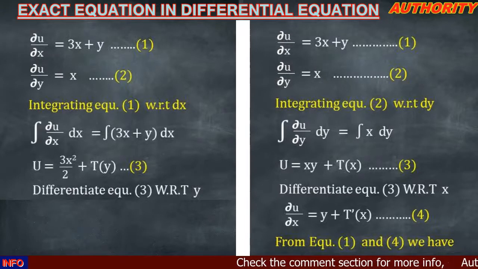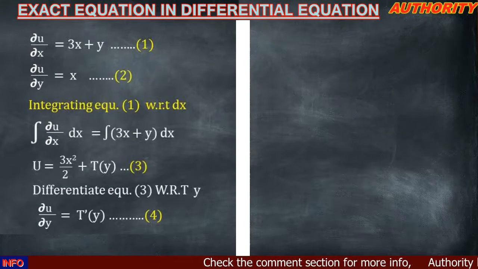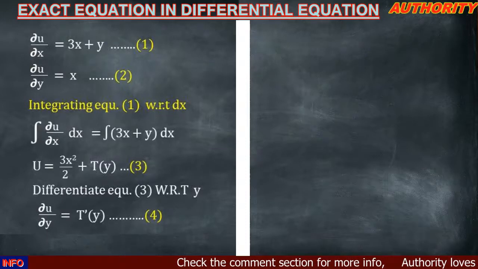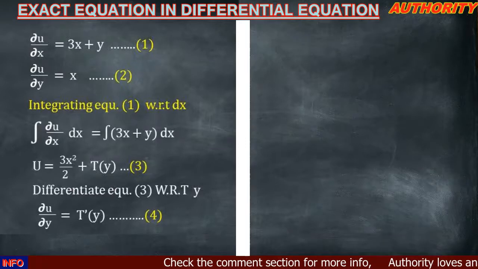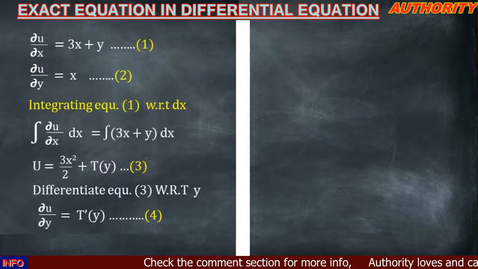Good. So we differentiate this function u with respect to y. Now let's go. The partial derivative of u with respect to y: that means we're going to hold x as a constant. In this place, we have 3x squared all over 2. As a constant, when we differentiate it, it's going to give us 0. And when we differentiate t of y, it's going to give us t prime of y. All right? Good. Let's call this equation 4.